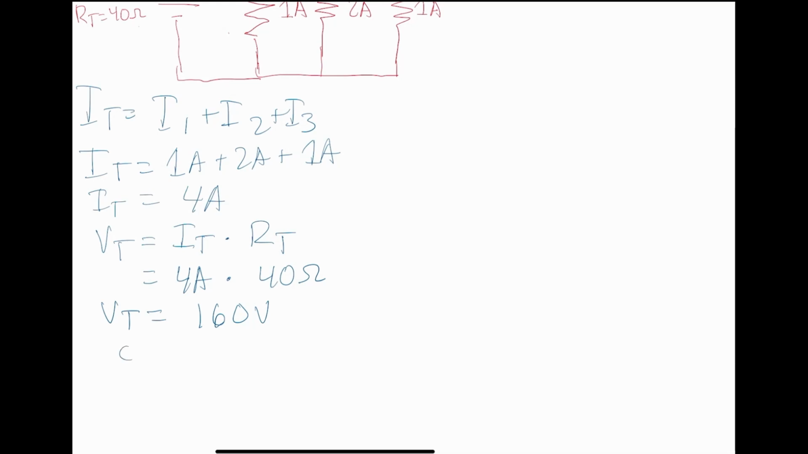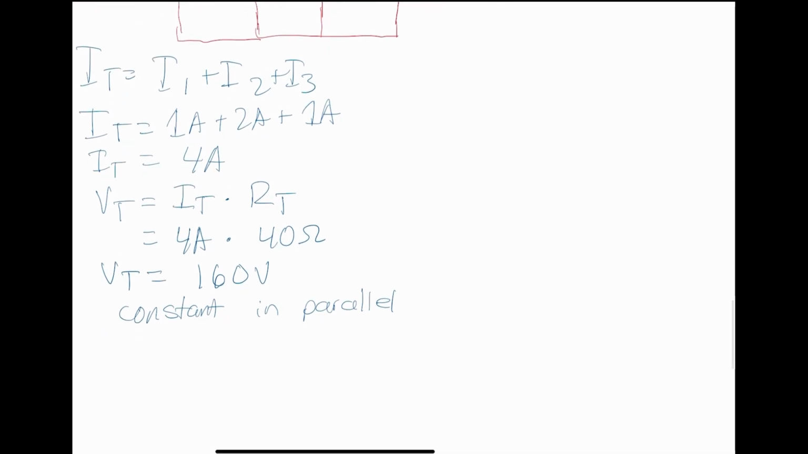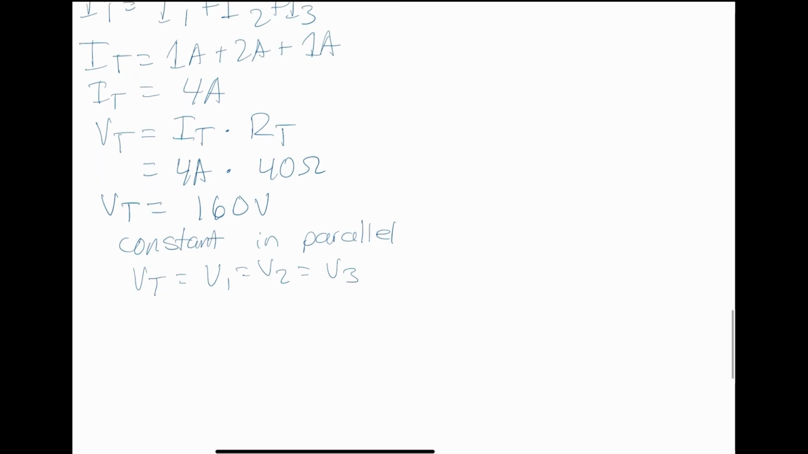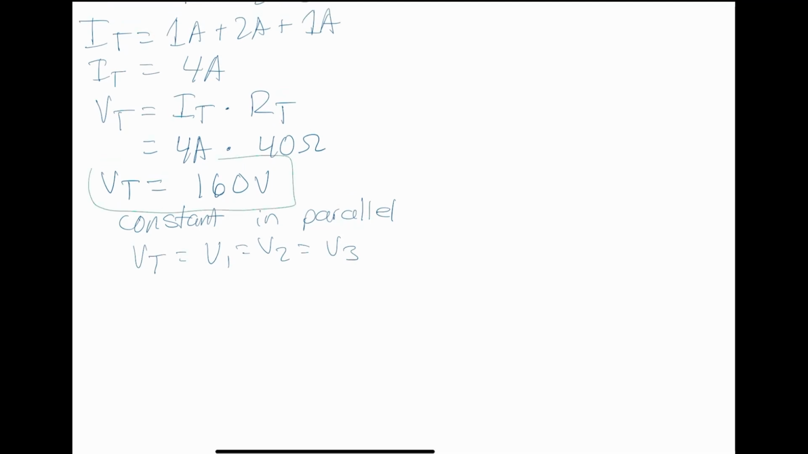Now, it's very important: voltage is constant in parallel. So that means that VT is equal to V1, is equal to V2, equal to V3. That's what that means. So we can now solve for the missing resistor values because we also have the I1, I2, and I3 values. So in this case, we'll solve for R1 first, right?